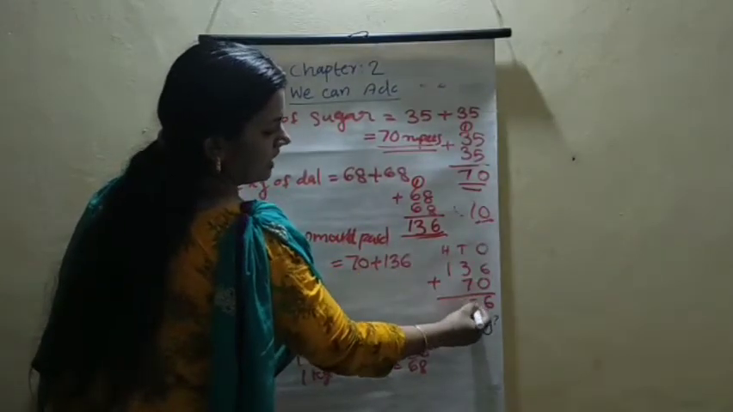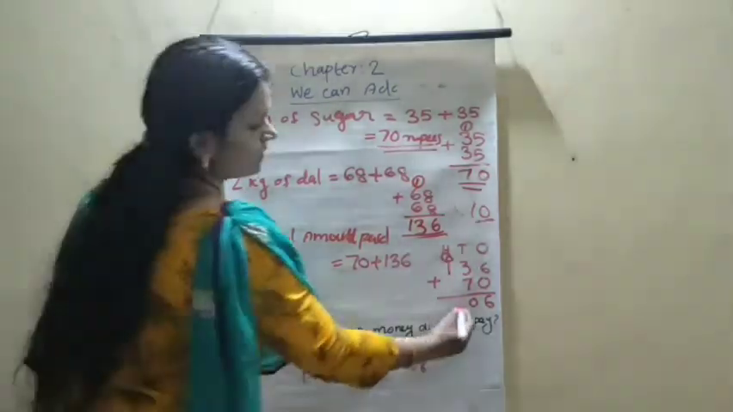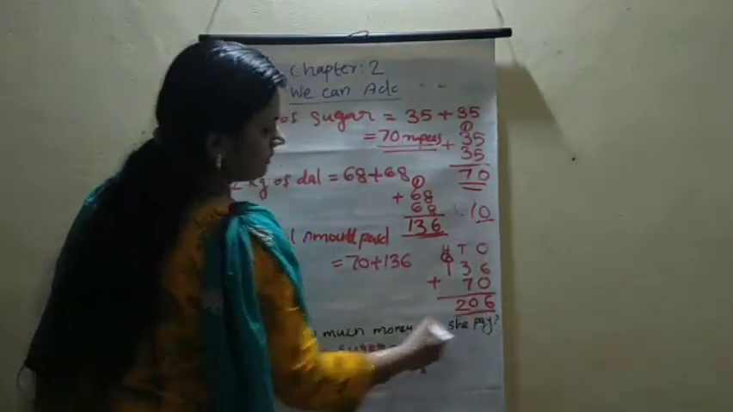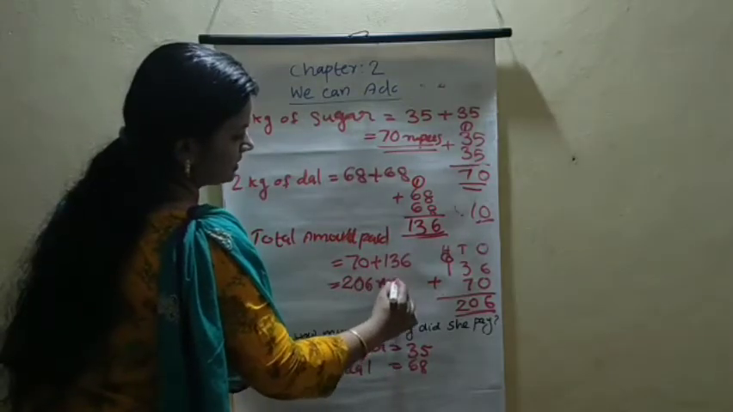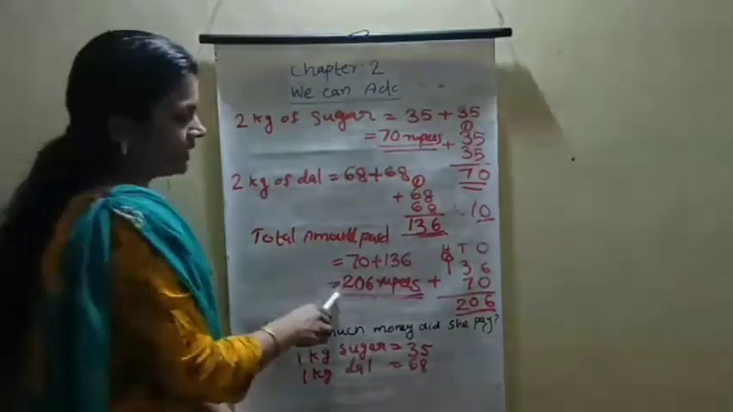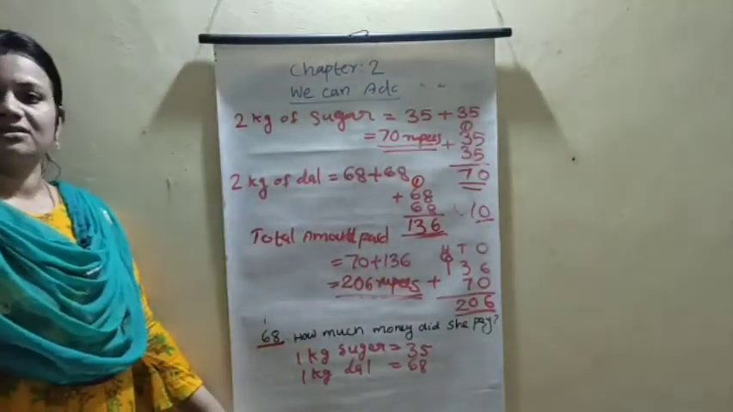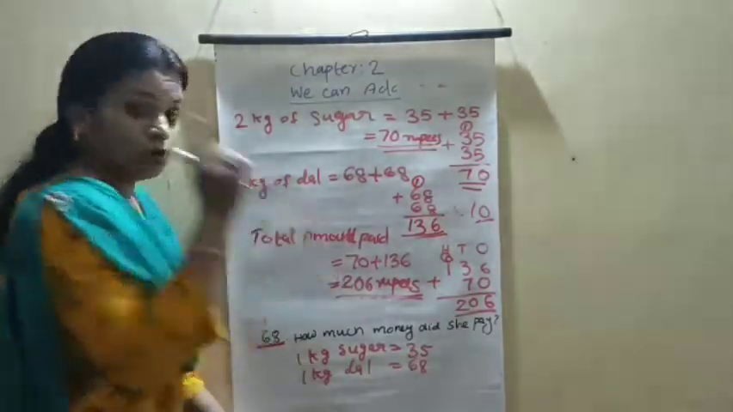0 is right here. 1 is the carryover. Understood? 1 plus 1, what? 2. Then we got the answer, 206 rupees. Then Ammu paid how many rupees in the shop? 206 rupees. Understood? So in this problem, only 1 kilogram is given.